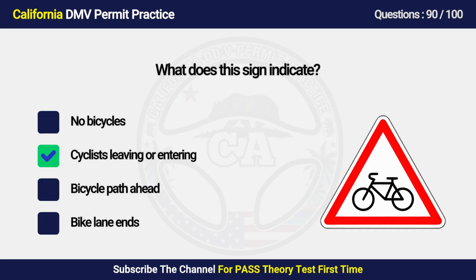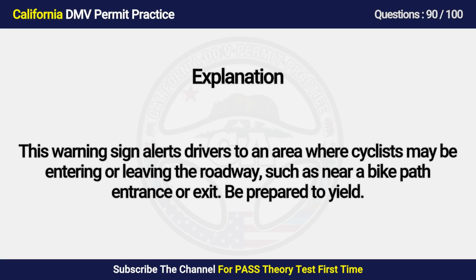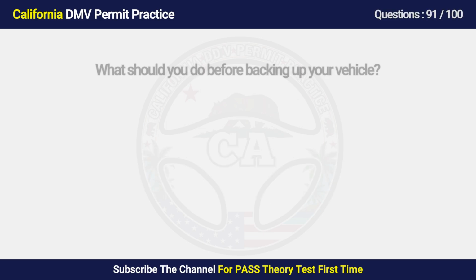Answer is B, cyclists leaving or entering. This warning sign alerts drivers to an area where cyclists may be entering or leaving the roadway, such as near a bike path entrance or exit. Be prepared to yield.